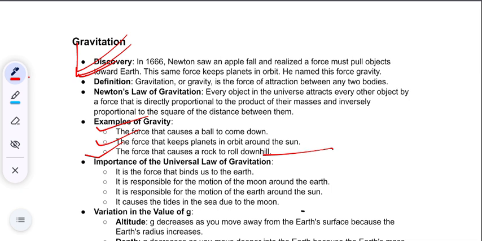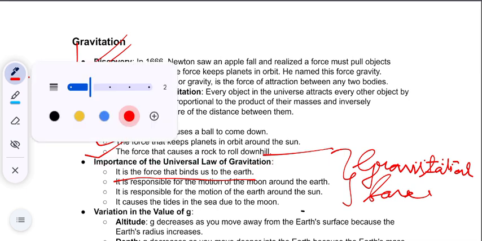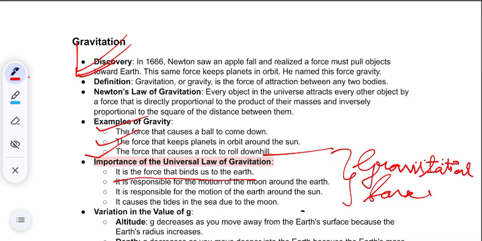Importance of universal gravitation. See, it is the force that binds us together. Which force is being talked about? Gravitational force. Gravitational force is being talked about here.